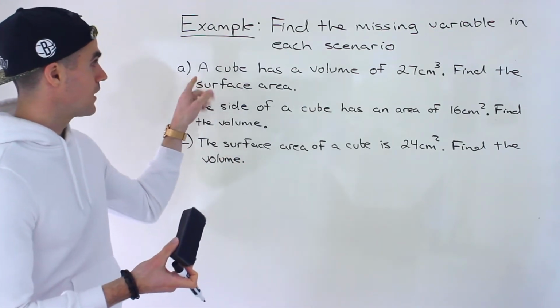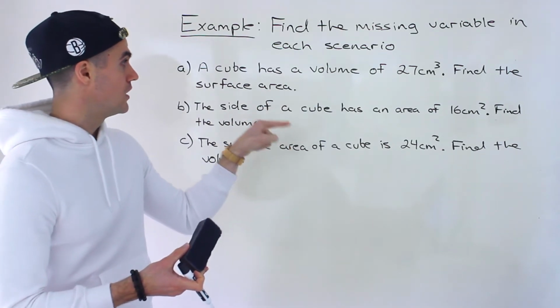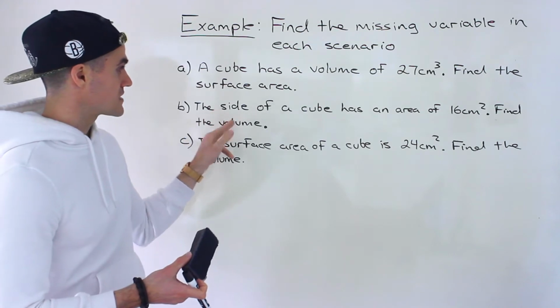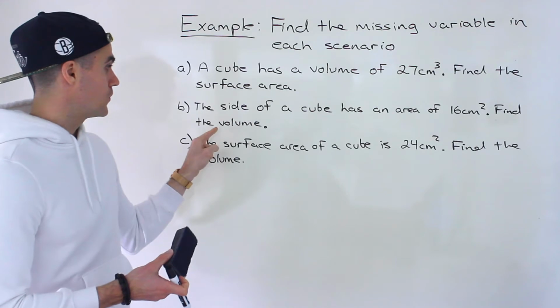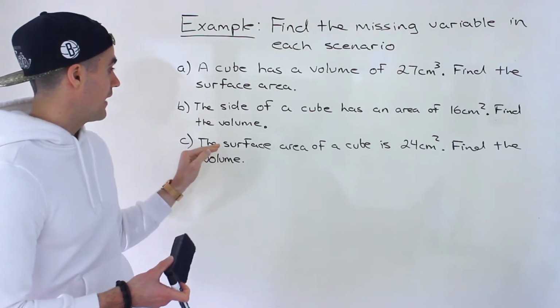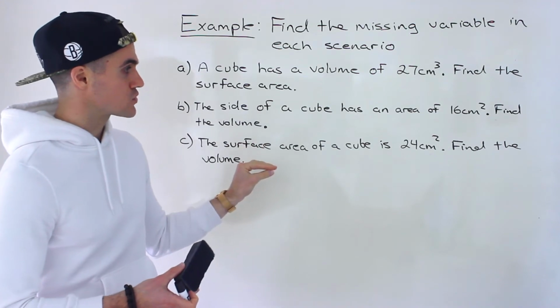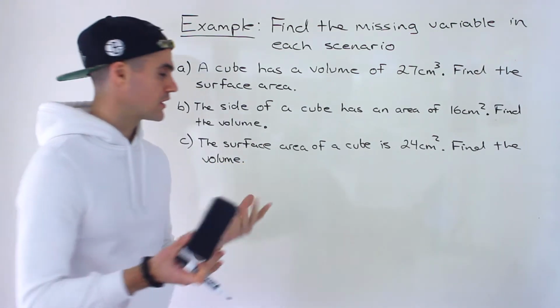In scenario A we're told a cube has a volume of 27 centimeters cubed. We have to find the surface area. In the next scenario, we're told that the side of a cube has an area of 16 centimeters squared. We have to then find the volume. And then in part C, the surface area of a cube is 24 centimeters squared, and then we have to find the volume, right? So just different kinds of scenarios.